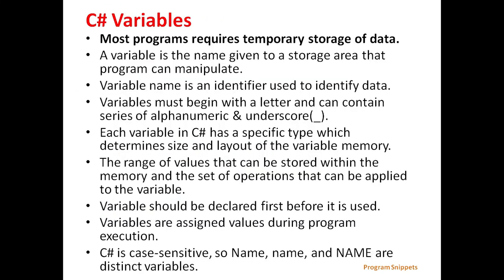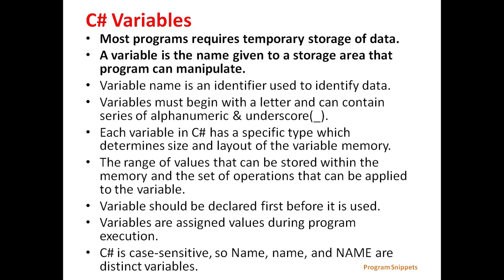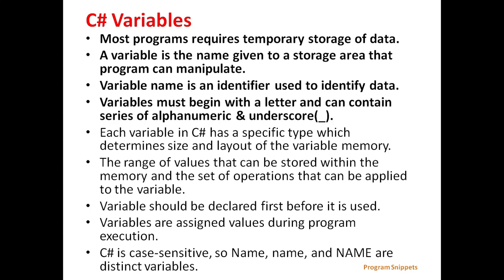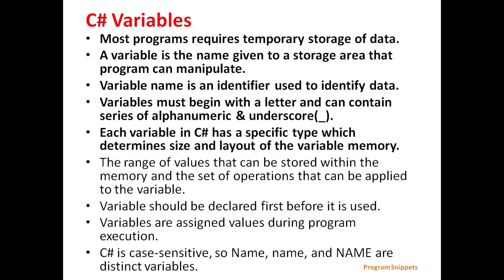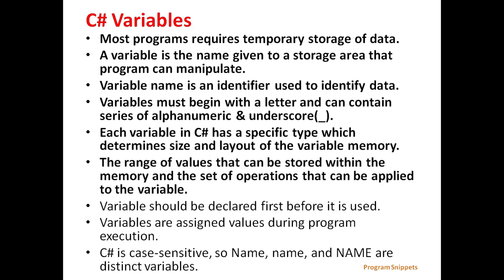Then variables. Most programs require temporary storage of data. A variable is the name given to the storage area that the program can manipulate. A variable name is an identifier which is used to identify the data. Variables must begin with a letter and can contain a series of alphanumeric characters and underscores. Each variable in C# has a specific type which determines the size and layout of the variable's memory, the range of values that can be stored within the memory, and the set of operations that can be applied to the variable.